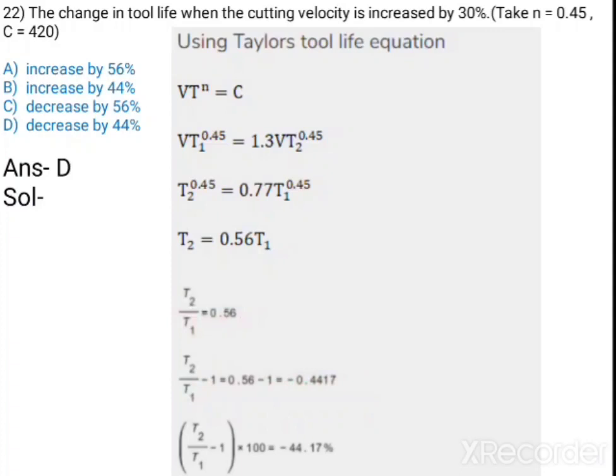minus 0.4417. And what you have to find out is T2 minus T1 by T1, change in tool life divided by original tool life, and take a percentage. So you will get minus 44.17, and here the minus sign indicates a decrease by 44 percent. So answer D is right for that.